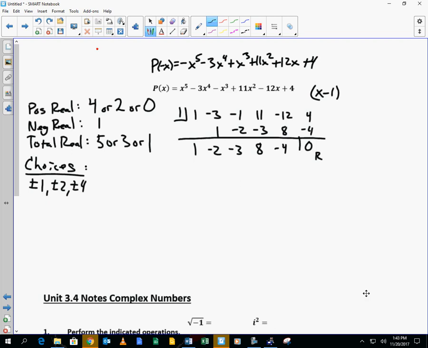Okay, look at what I get. Do the signs alternate? No. Are they all positive? So we can't use the upper and lower bound piece at all to help us out. If 1 worked once, could it work again? It could. 1 minus 2 is negative 1. Minus 3 is negative 4. Plus 8, 4, minus 4. Looks like 1 works again.